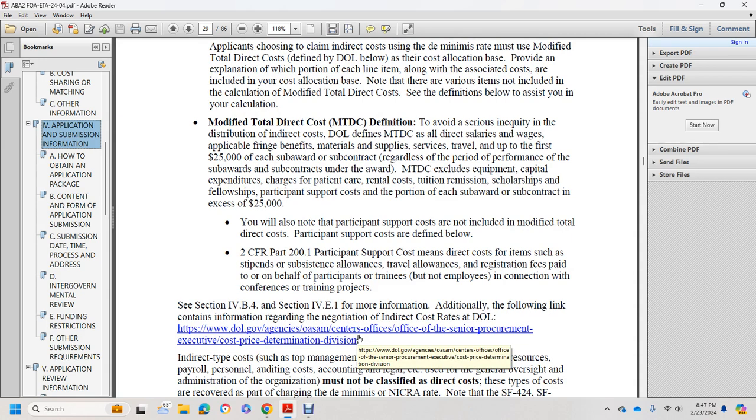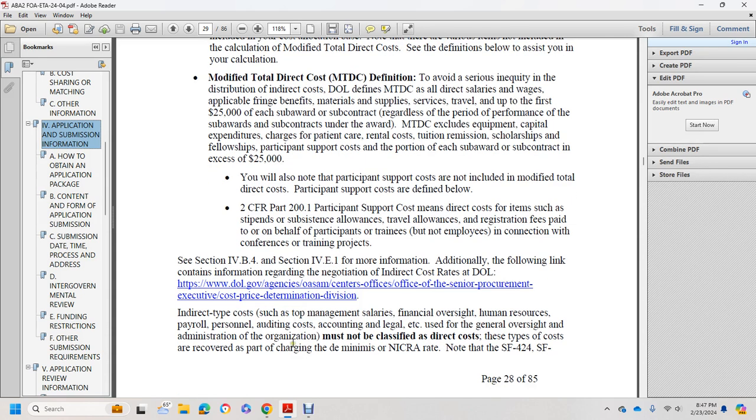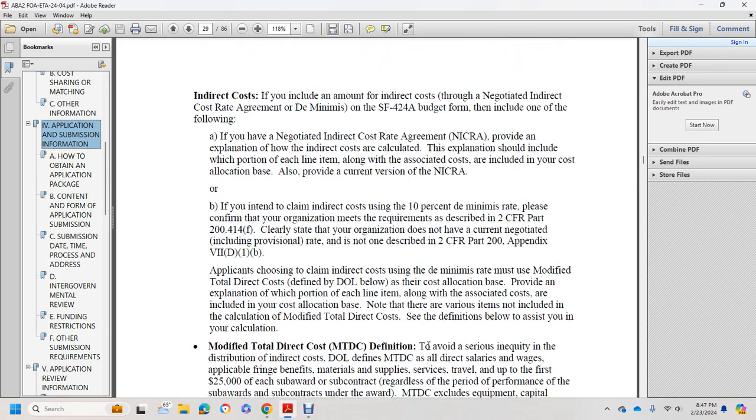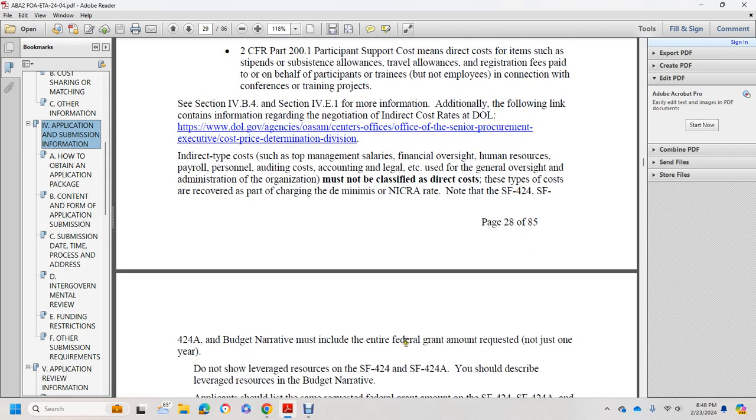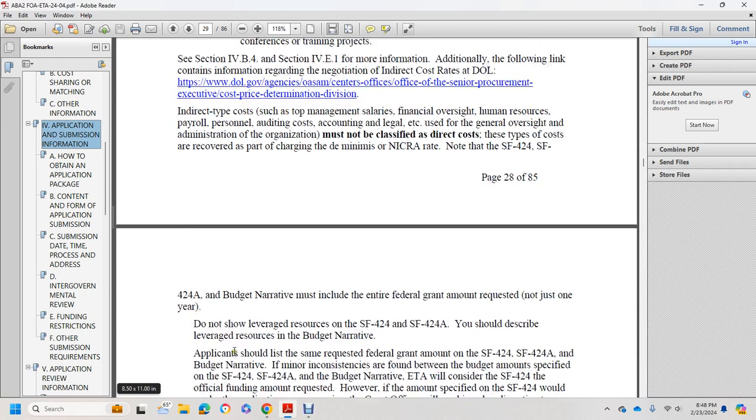The following link contains additional information regarding negotiating indirect cost rates with the Department of Labor: Office of Cost Determination, Division of Cost Determination. Indirect type costs, such as top management salaries, financial oversight, human resources, personnel, auditing costs, accounting, legal, and general oversight and administrative organization, must not be classified as direct costs. These types of costs are recovered as part of charging the de minimis indirect cost rate or negotiated agreement. Note: Standard Form 424 and Standard Form 424A budget narrative must include the entire federal grant amount requested, not just 1 year.